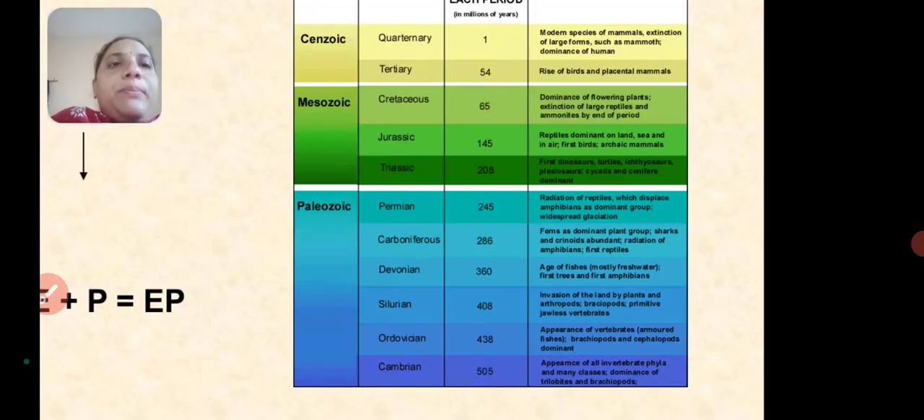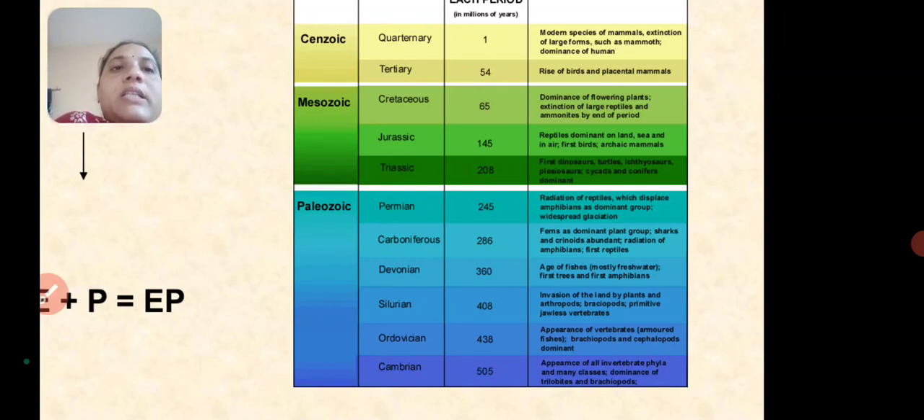And in the Silurian period, invasion of the land by plants and arthropods. The main thing is that primitive jawless vertebrates had formed in this Silurian period of the Paleozoic era. This is the main point which the scientists observed: the jawless vertebrates. Coming to the plants, invasion of the land by plants.